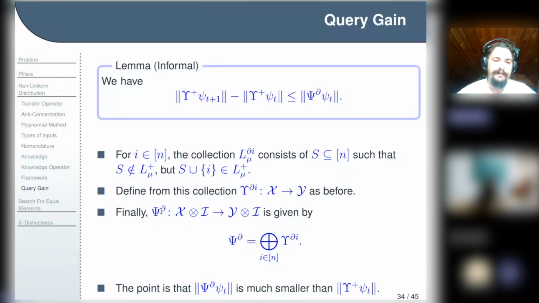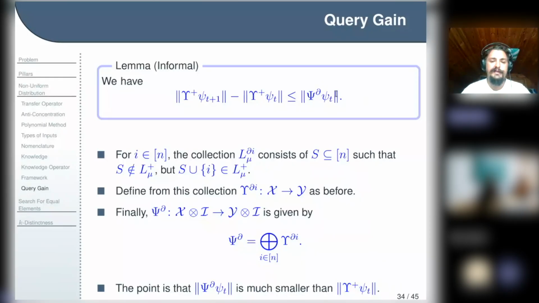And this psi partial is just a direct sum over all i's, where i is the input index. So this somehow measures the thing which is on the boundary, how much the algorithm learns during the query. And the point is that the norm of this vector, if I employ psi partial, is much smaller than the knowledge, than both of these things. So it makes sense to estimate the change in knowledge by the norm of this operator.